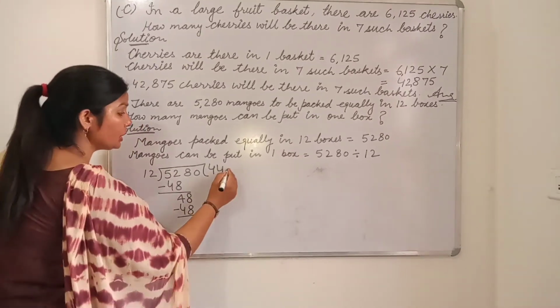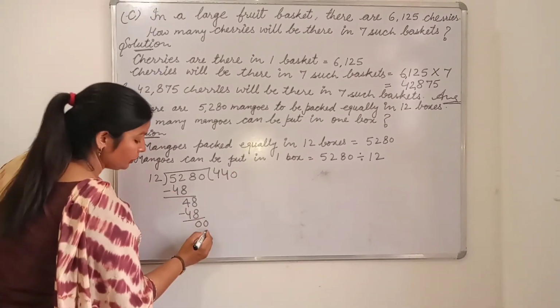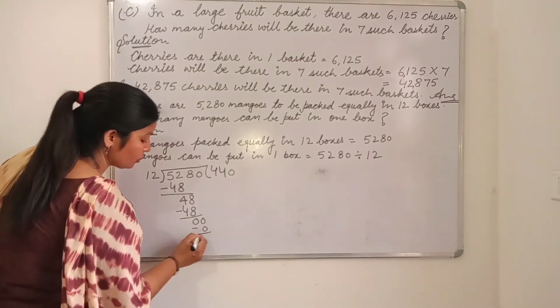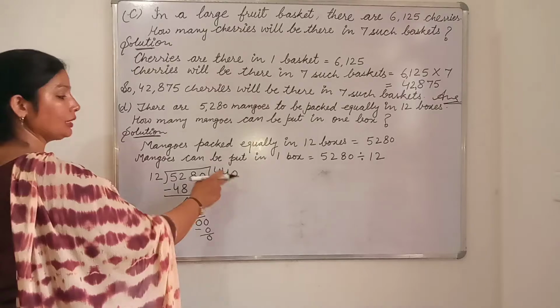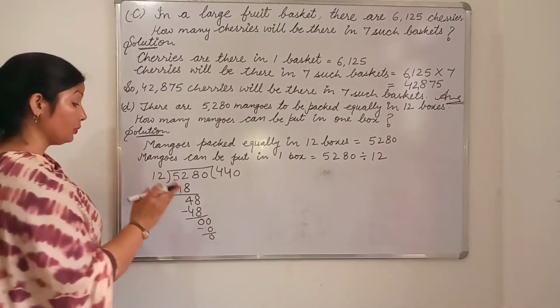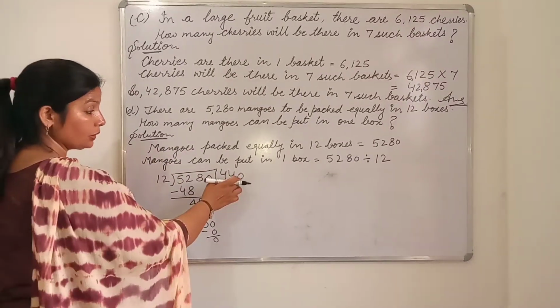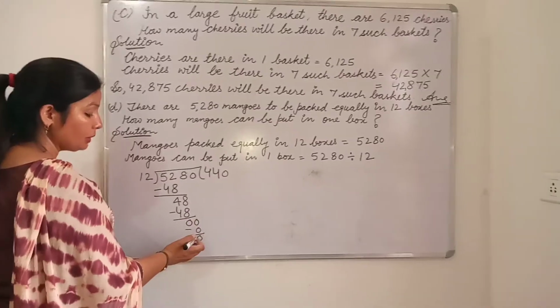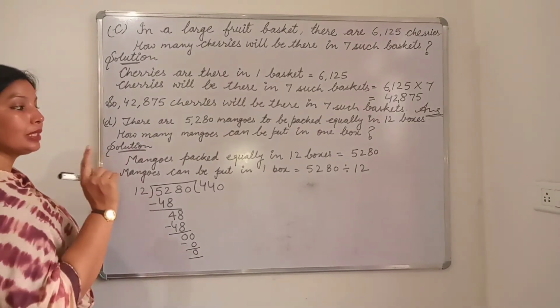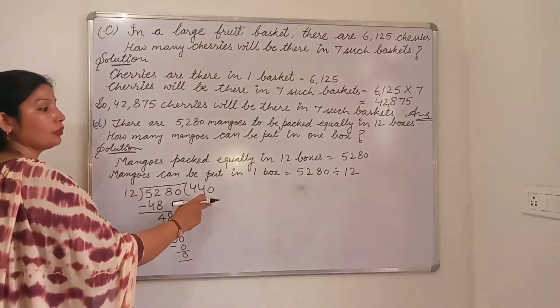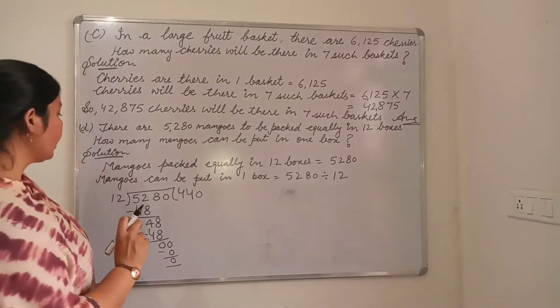Now 12 zeros are 0. If you want to show it here, you can show it also. But if you are not showing this, you can leave it also. But in the quotient you should take 0. 12 zeros are 0. So we should take here 0. Now your remainder is 0. So that means how many mangoes can be put in one box? 440. Okay. So we write here.